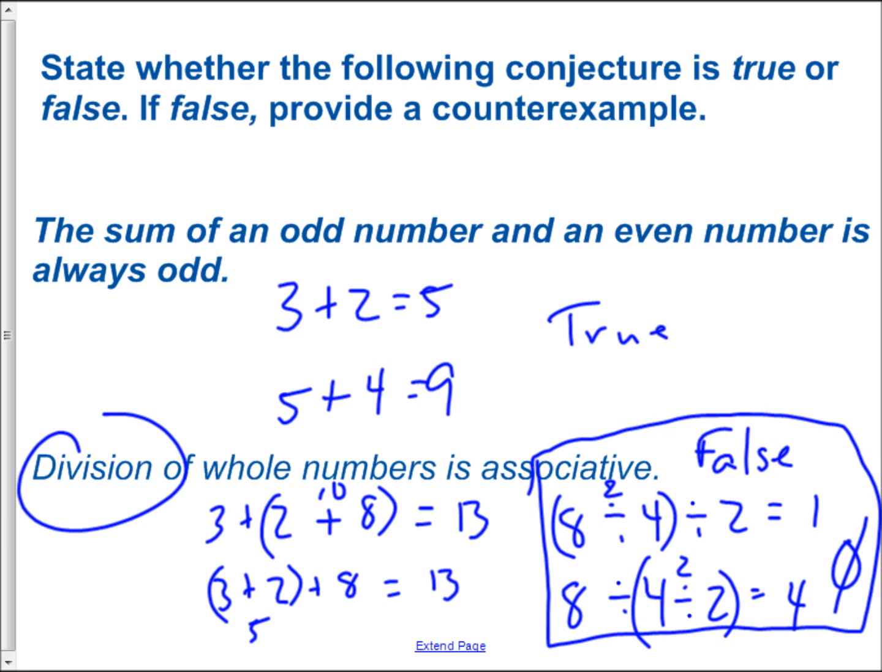A counterexample is proving a statement false. You can't just say false, you have to also show me an example of why it's false. So that is a counterexample.